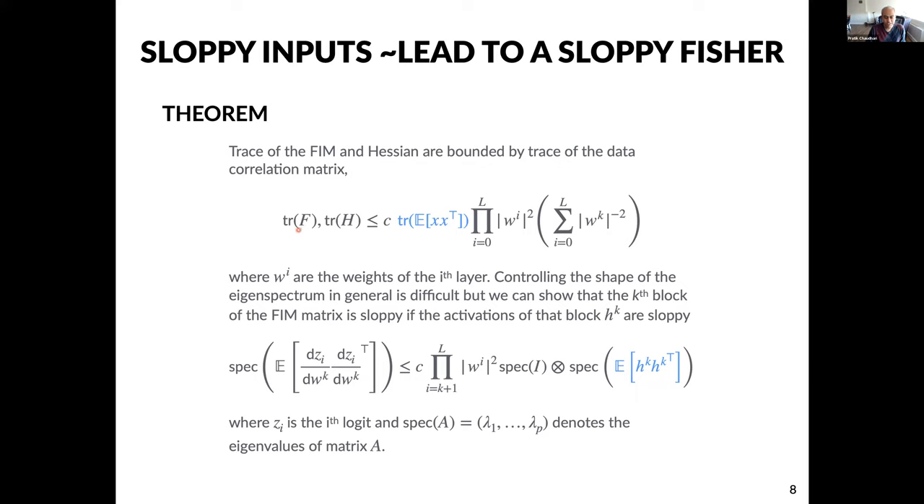The trace of the Fisher matrix, which is the sum of the eigenvalues of the Fisher matrix or the trace of the Hessian, is upper bounded by the trace of the data correlation matrix, which is the sum of the eigenvalues of the blue line, plus some stuff that depends on the weights of the network. Now, this is a pretty simple calculation, but the way to understand this is as follows.